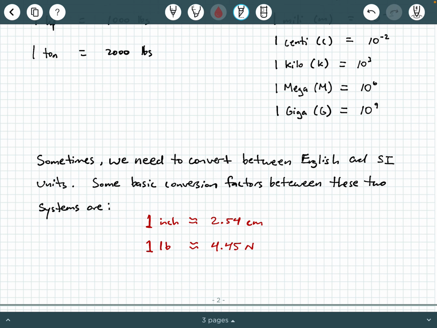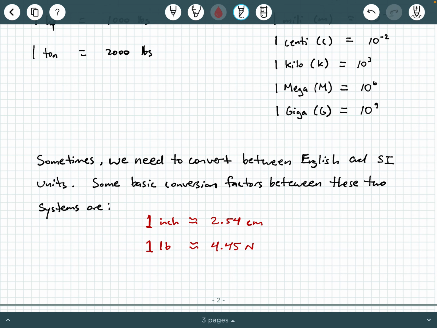So these are not the only conversion factors between English and SI. There are other conversion factors as well. But the two we see most often in engineering and science is that 1 inch, that's in English units, is approximately equal to 2.54 centimeters, which centimeters, of course, is our SI type of unit. And then on the English side, we have 1 pound is approximately equal to 4.45 newtons. So that's a type of force, okay?